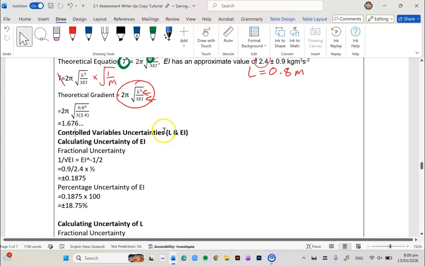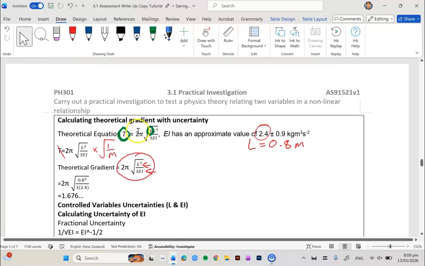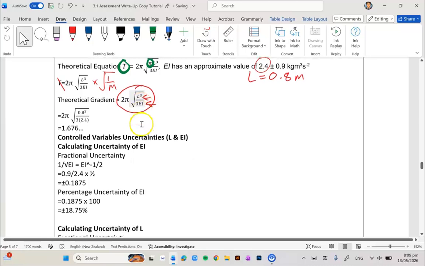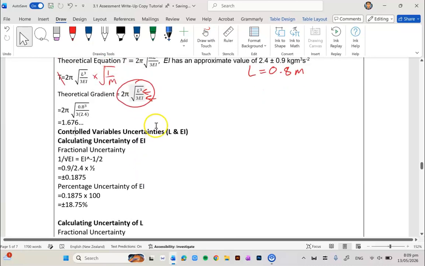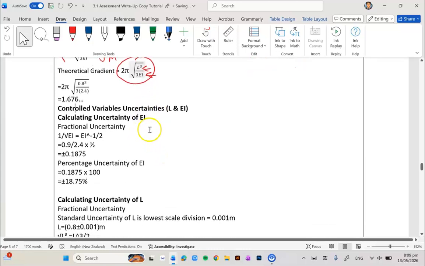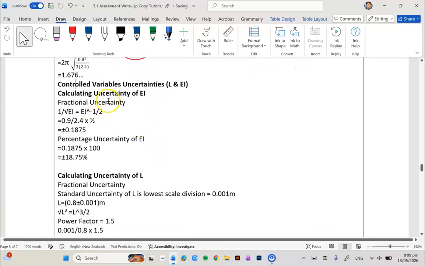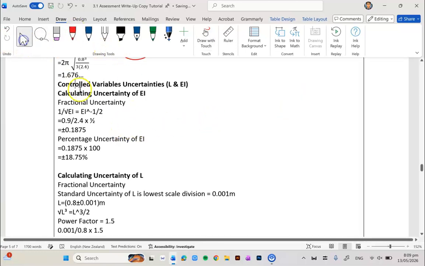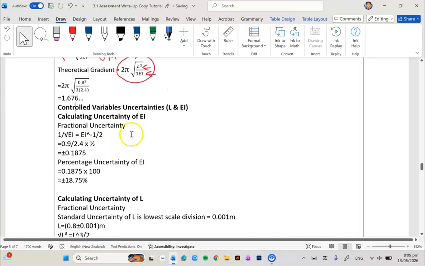So now we have to find the uncertainties of our controlled variables that go with the gradient. Our two controlled variables are L and EI, obviously. The first thing, I'm going to calculate the uncertainty of the flexibility, so EI first. We're going to find the fractional uncertainty first. Now before we do anything, we need to know what the power factor is.